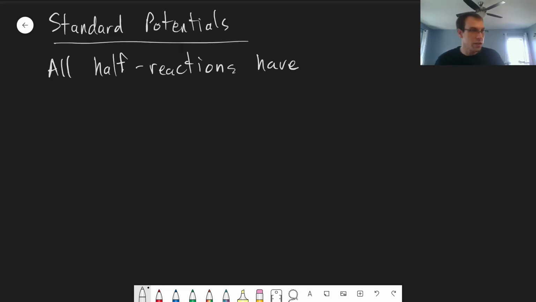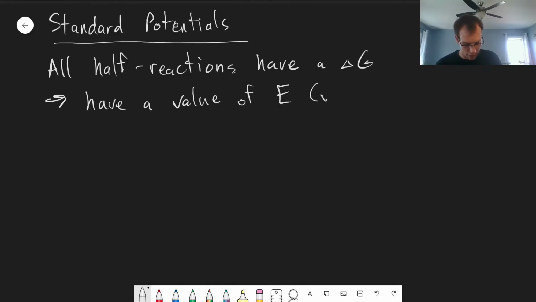And there's a relationship between delta G and potential that we talked about earlier in this chapter. And so we could list all the voltages and the associated reactions. So that means they have a value of E, E here being, again, voltage. But one key thing to remember with potentials and potential energy is it's always a difference.